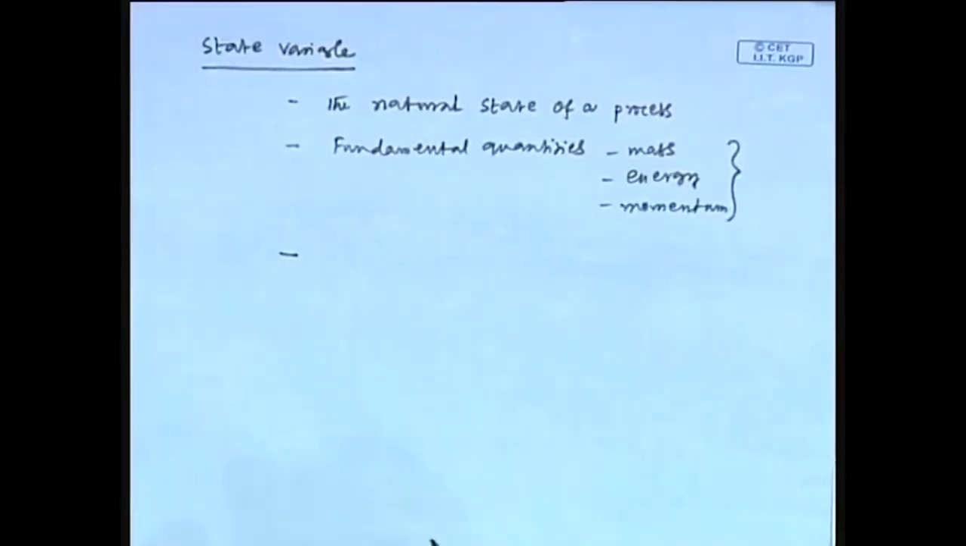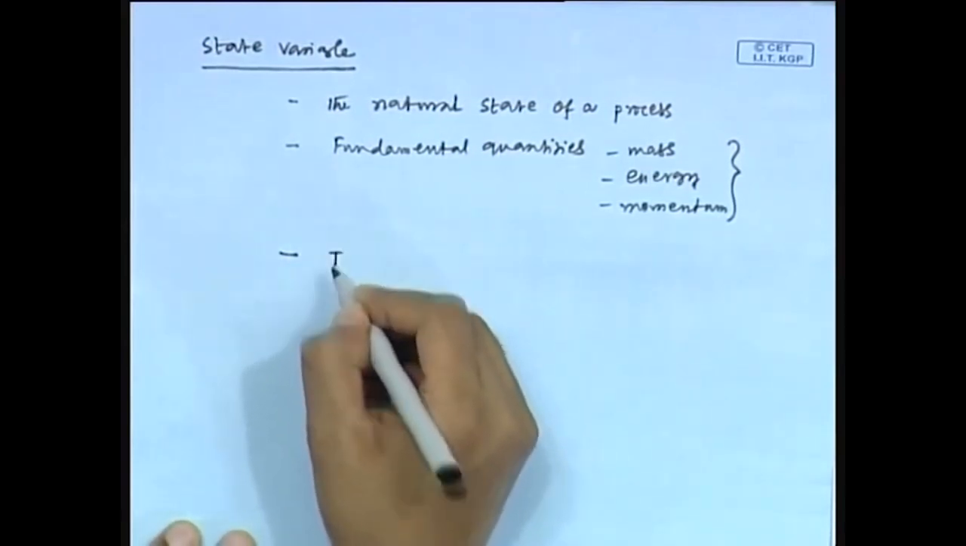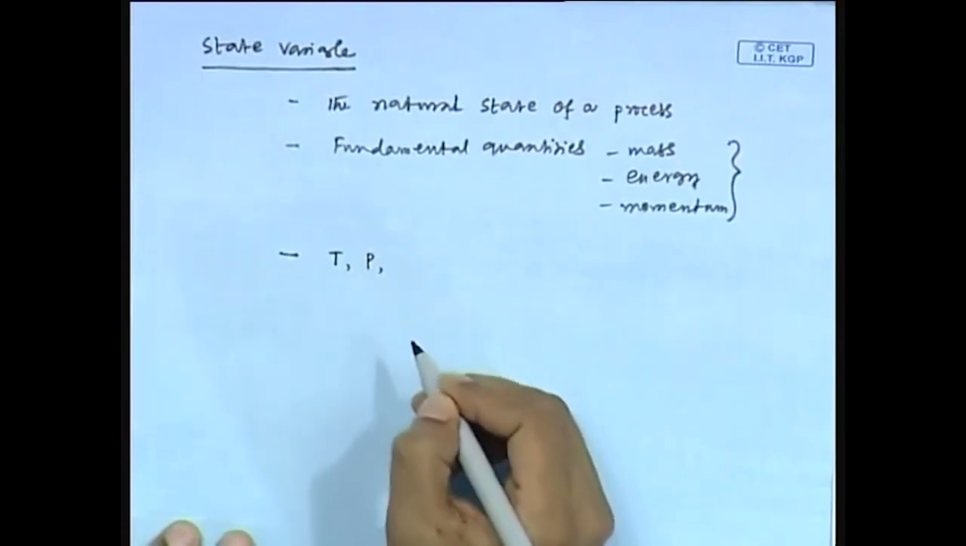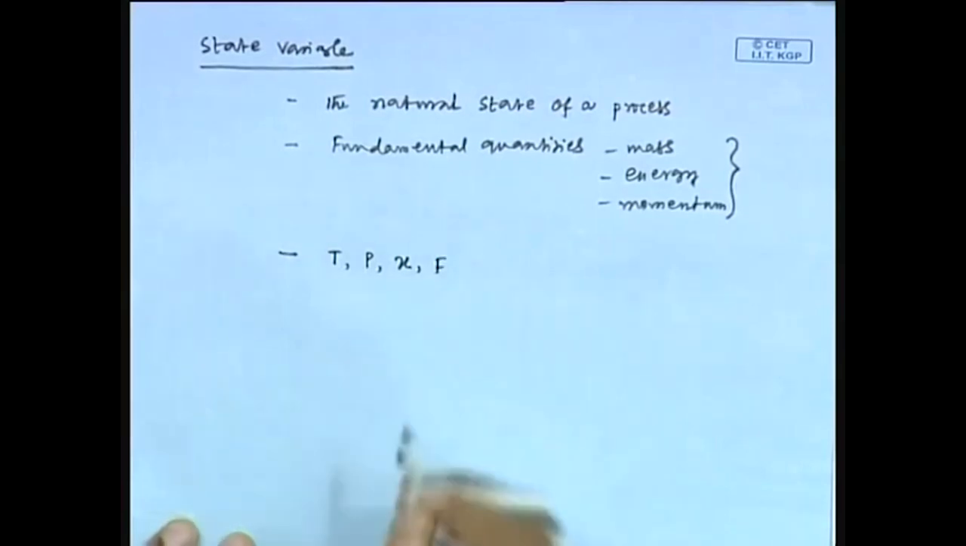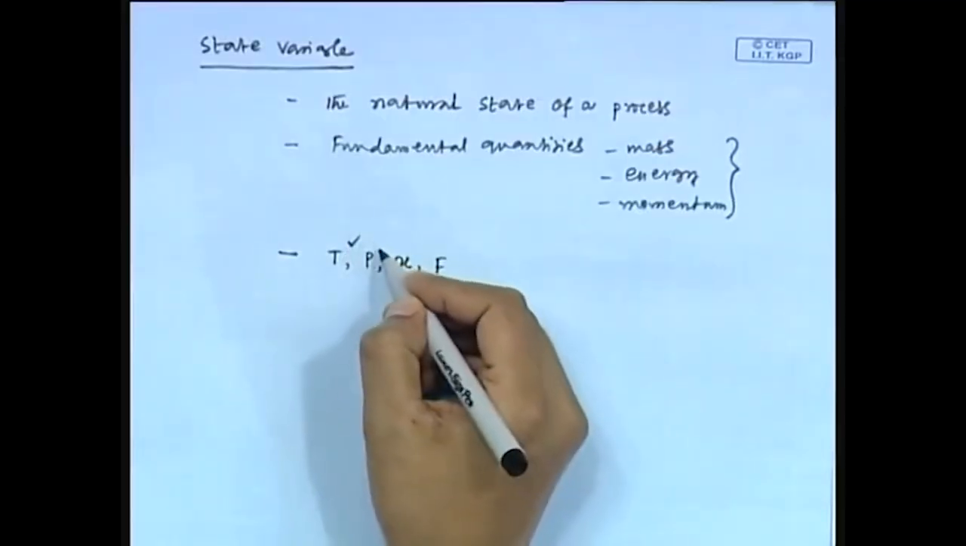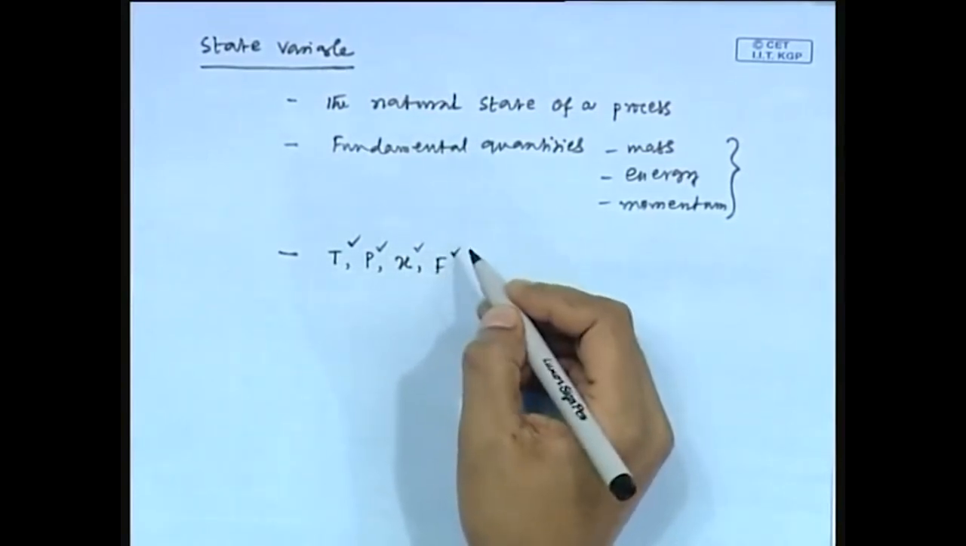Now, these fundamental quantities are usually not directly and conveniently measured. They are usually characterized by, say, temperature, pressure, composition, flow rate, etc. And these variables are called state variables because they describe the natural state of the system.